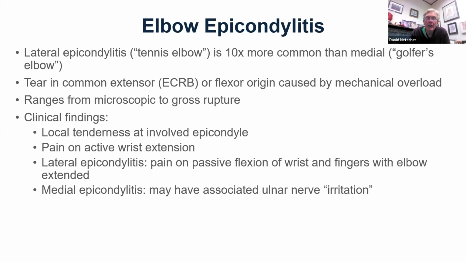It can be as bad as a gross rupture, but it can also be a micro tear. The micro tears are still very painful and tender. There's tenderness directly over the affected epicondyle. And then because it's the extensor of the forearm, extensors of the wrist, if you take the wrist into flexion and you extend the elbow, you're going to really be stretching those muscles out, and that will elicit pain. Likewise, active extension of that wrist against resistance is going to cause pain.